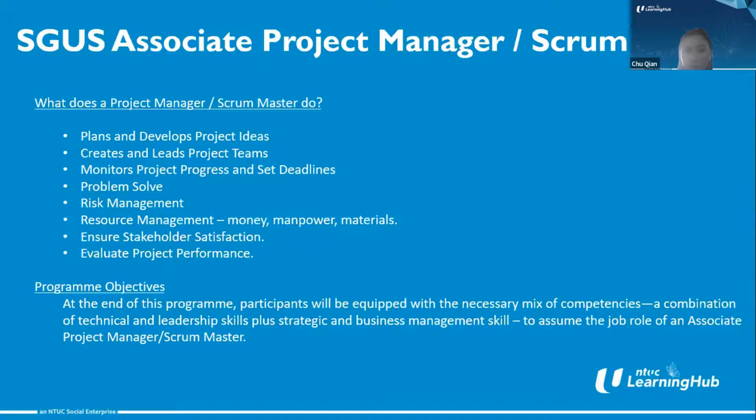So this Associate Project Manager Scrum Master program is supposed to equip participants with a mix of these competencies. So there are the technical and leadership skills required, as well as the softer skills such as strategic and business management skills. After this program, you should be able to assume the job role of an associate project manager Scrum Master.